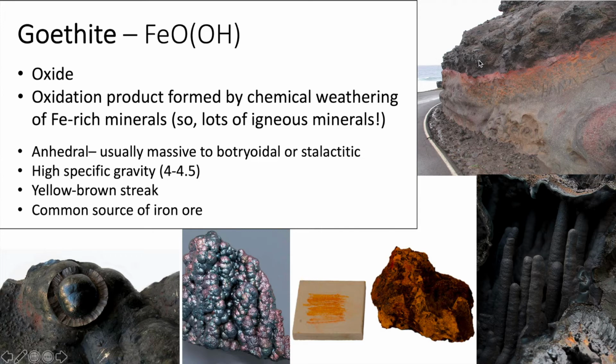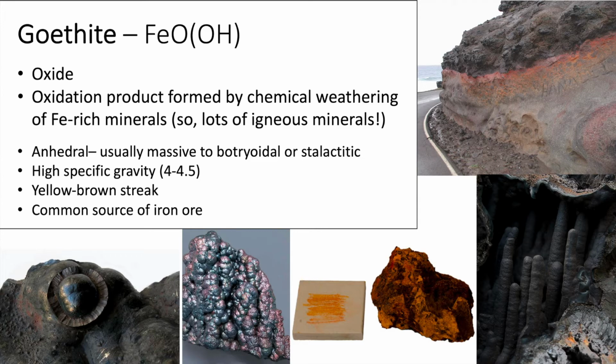So usually goethite is going to be anhedral. It can range from massive to botryoidal. So we've got some botryoidal cases down here in the lower left, to stalactitic here on the lower right. And in a lot of cases, it just looks almost like a stain or a kind of painting on the surface of the rock. So where the rock is in contact with the air, you're going to get very small amounts of goethite forming on that surface.